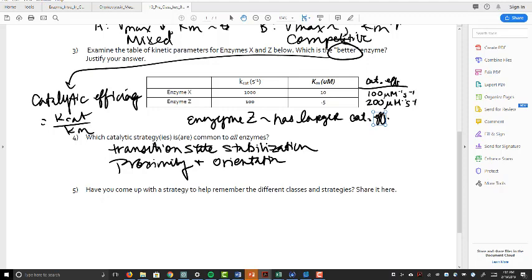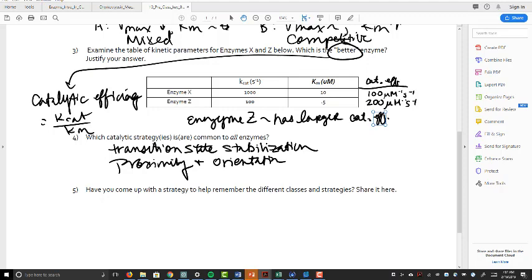So if we're thinking in terms of an enzyme liking its substrate or not liking its substrate, which is better, a bigger or a smaller Km? Which is going to have a stronger interaction? So it's the same with Kd. The smaller the Km, the more the enzyme likes the substrate. The bigger the Km, the less the enzyme likes the substrate.